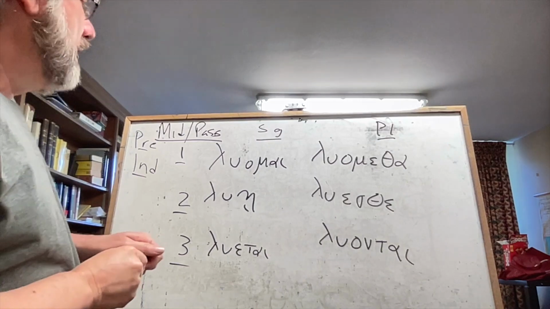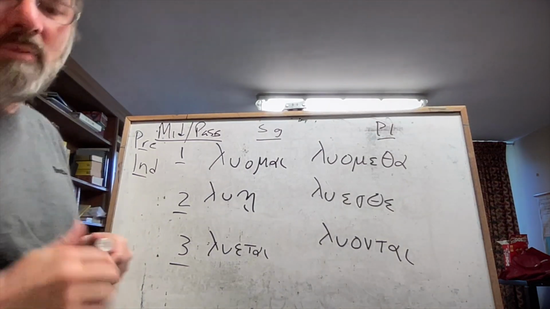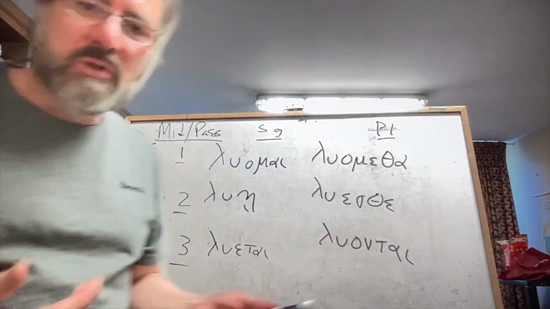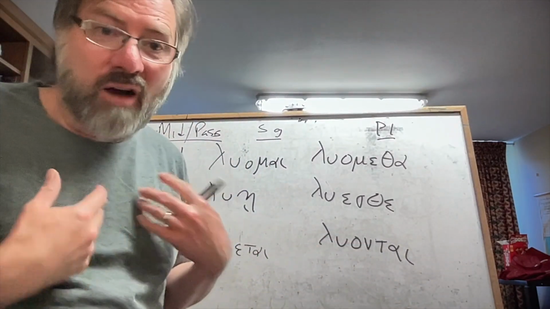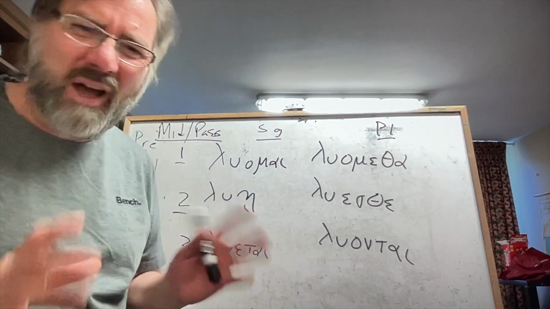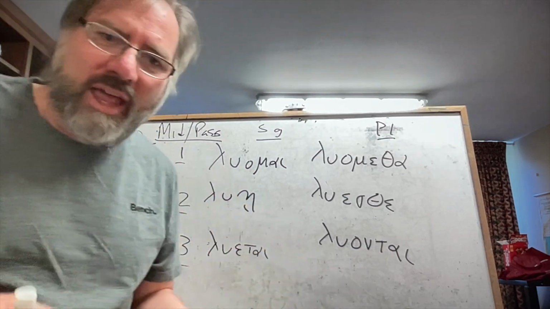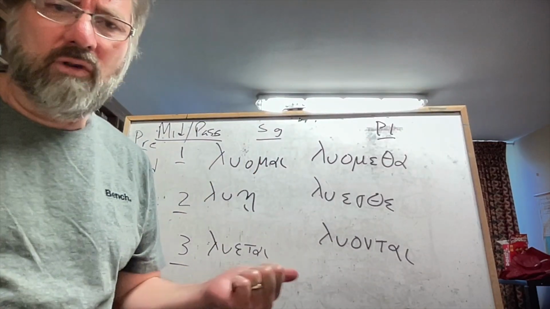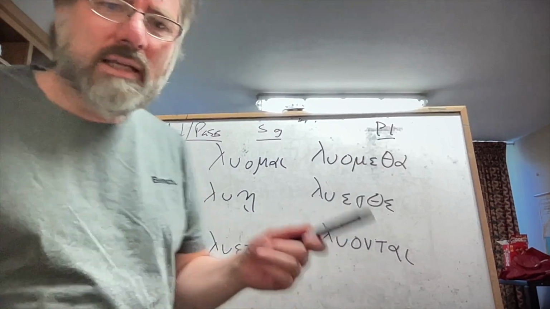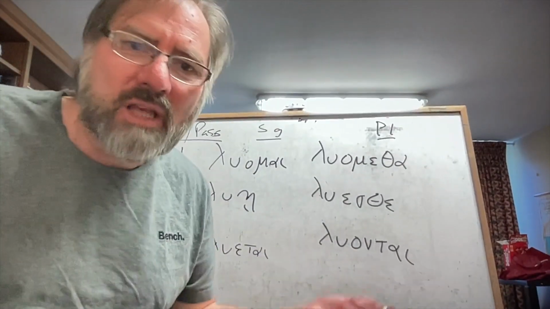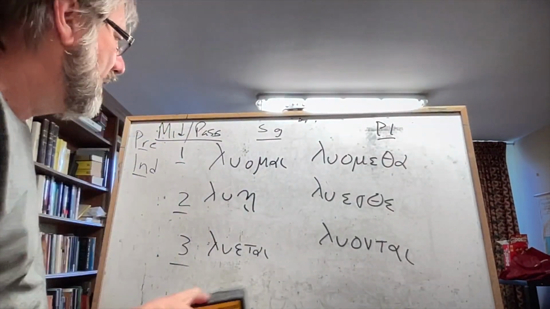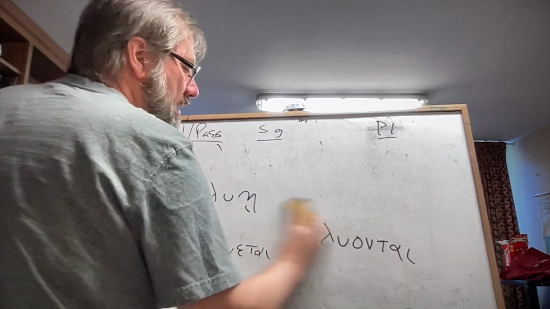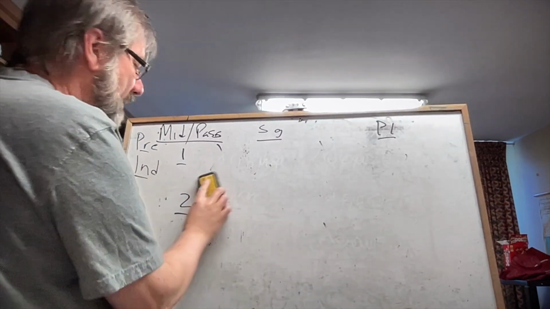So in the middle voice, luomai would mean something like I loose myself or loose for myself. That's the middle idea. I go over that in the lecture. If this was a middle only verb, it would have an active meaning. So let me use a middle only verb for you, and I'll go over the meaning with you. So same endings, but let's say we use a middle only verb.